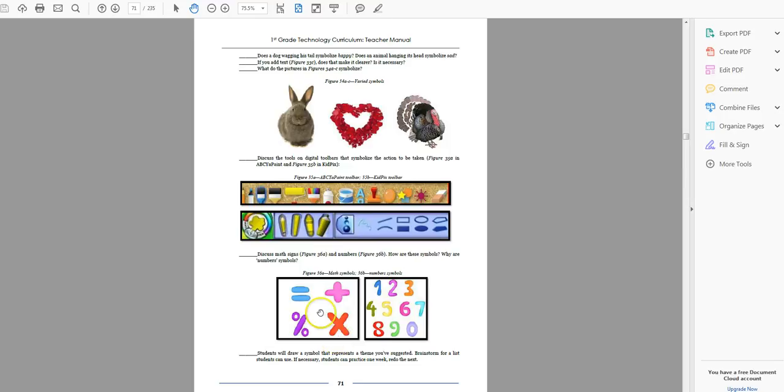Then get into the ones that you may be reinforcing in their class. Math symbols, numbers as symbols. Typically a symbol can be understood across all languages. So if you get something that you can only understand if it's English, then it probably isn't a symbol.